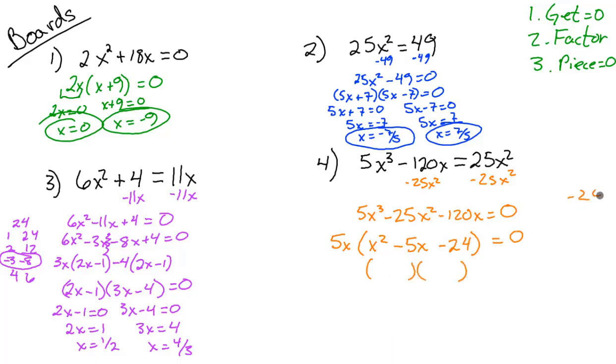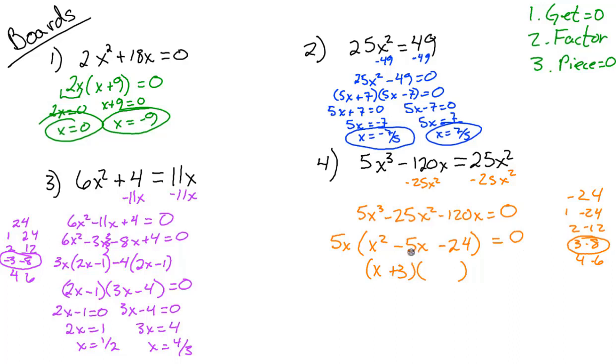So negative 24, same as these numbers over here: 1 and 24, 2 and 12, 3 and 8, 4 and 6. But this is a negative 24, which means one of these guys has to be negative. So which one of these would add up to a negative 5? And it's that one right there. So this is x plus 3.